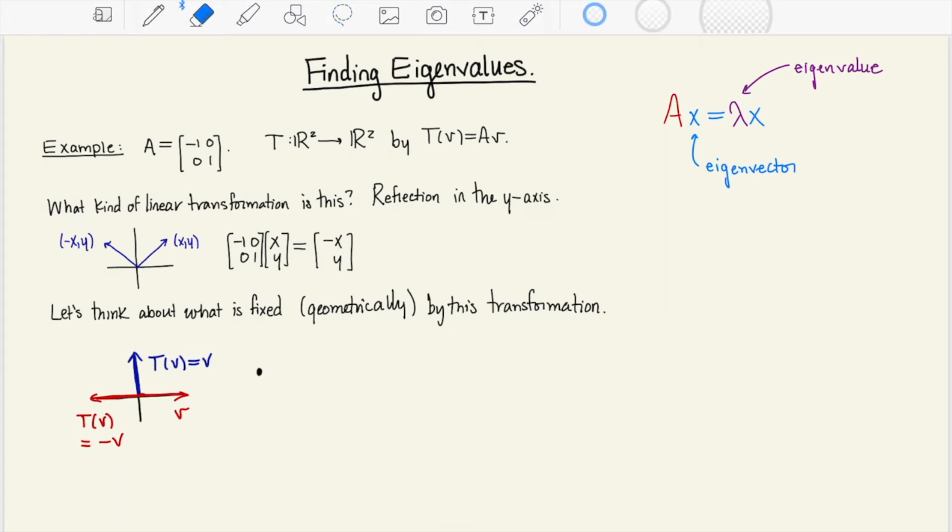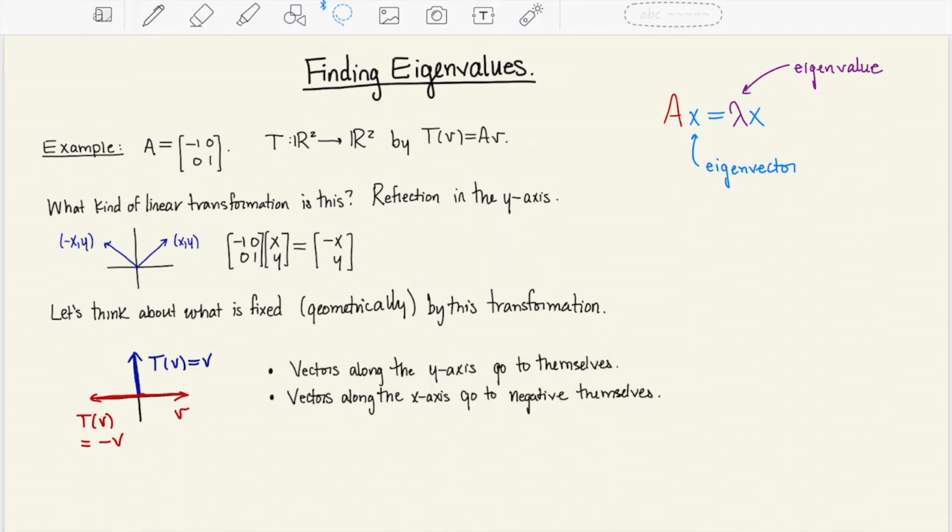There's vectors that lie along the x-axis. That's what I have pictured in red. This vector is going to get sent to itself, but pointed in the opposite direction. In other words, v will get sent to minus v by the transformation. The other type of vector that's going to get sent to itself is a vector that is parallel to the y-axis itself. Because you're reflecting in the y-axis, it's not going to go anywhere.